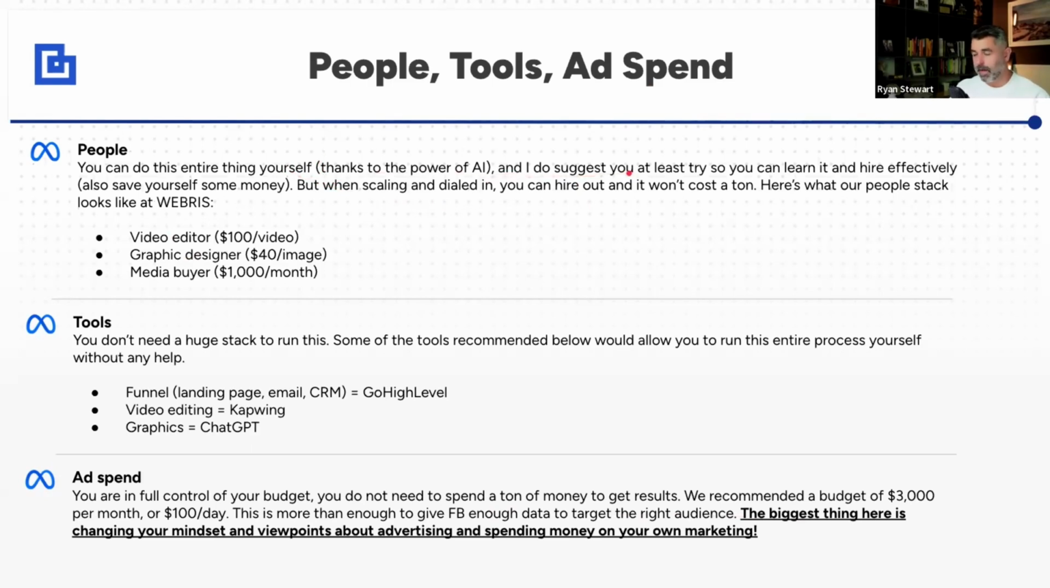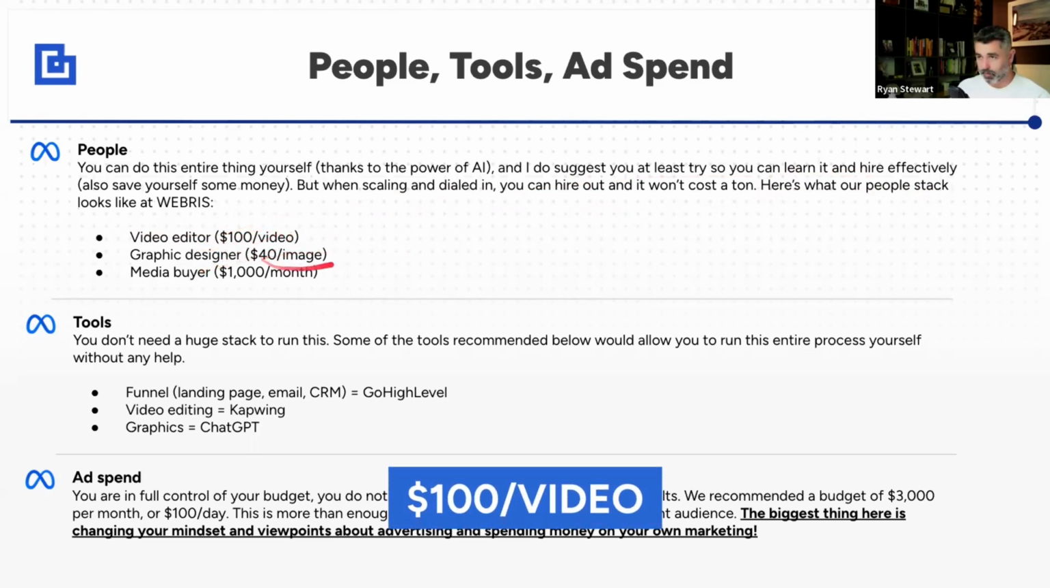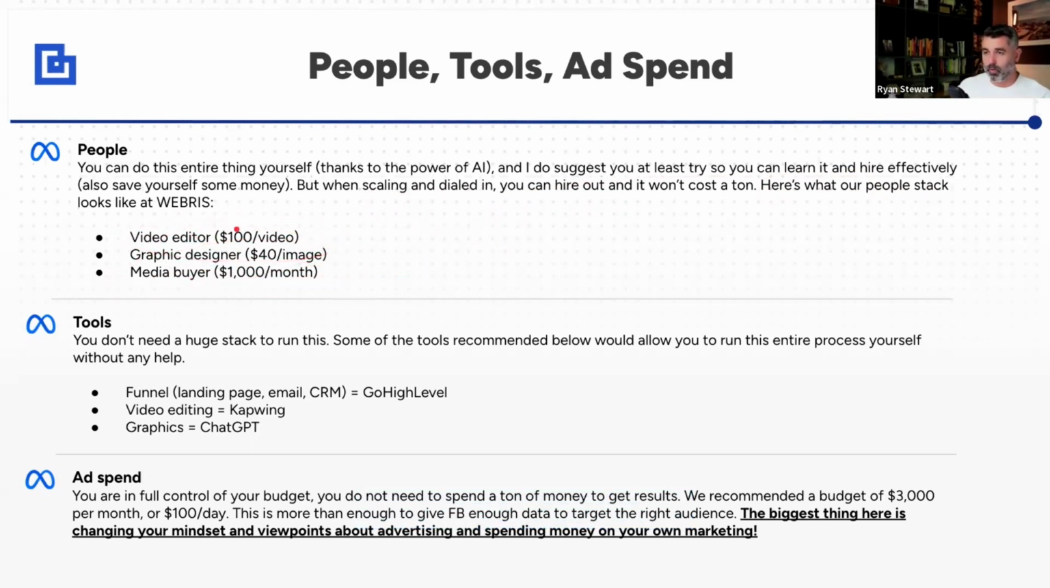The power of AI, guys, is so real. I encourage you to try this yourself first in terms of building the ads, in terms of setting up the ads. But you know, operating at scale too. Like we have a video editor, he's around $100 per video. We have a graphic designer, about $40 per image, and a media buyer that we pay $1,000 a month. That's kind of our cost again, but like we don't have to have all this.